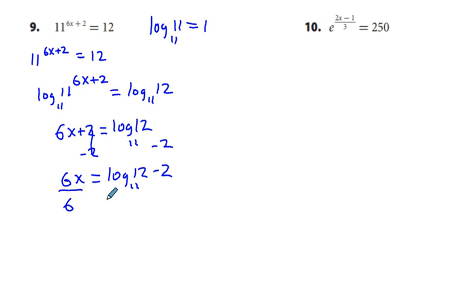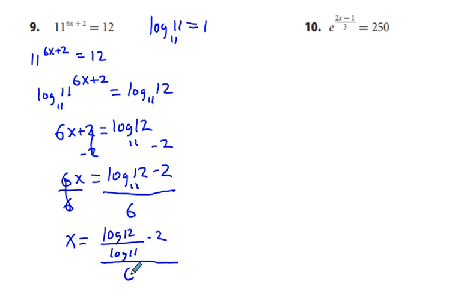Now if we divide by 6, this is what x is equal to. And we can use our change of base formula. So x is going to be equal to log of 12 over log of 11 minus 2, and divided by 6. So we'll just go ahead and put this in the calculator.